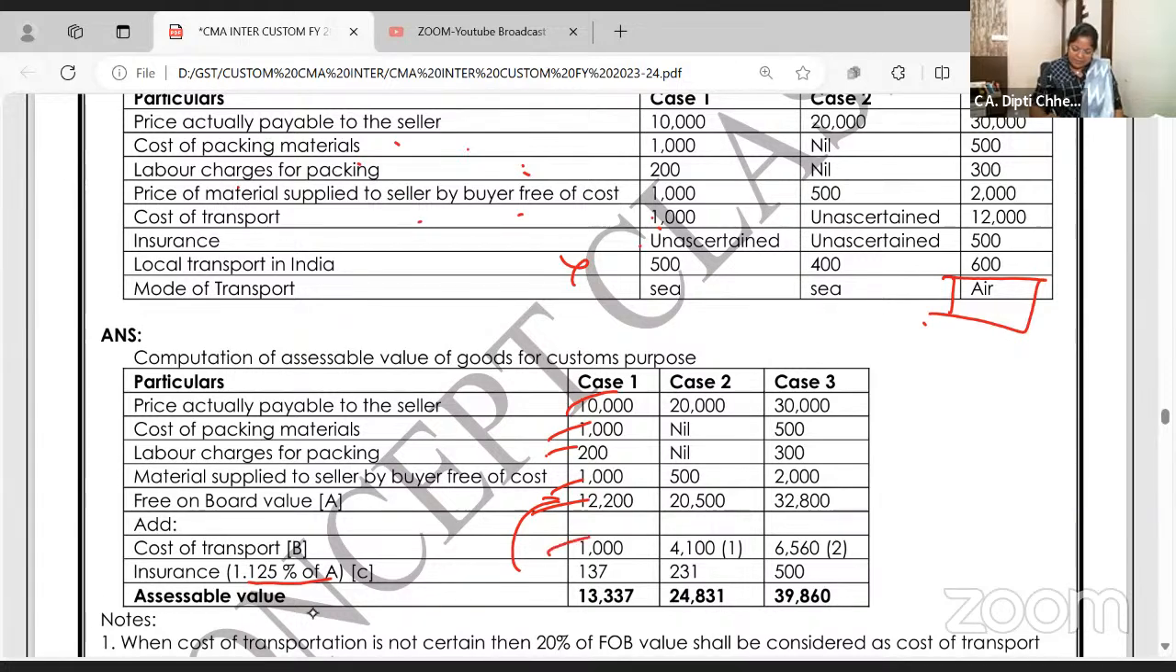Freight is given 1000. And this gives the assessable value. All the cost plus the transport and insurance will give you the assessable value. Assessable value means which value, beta? CIF. Clear to all of you? These are all very important basic problems, but do it with alertness about when I should do minus, when I should do add. Please comment whether you're watching live or recording. Is it all clear to all of you?